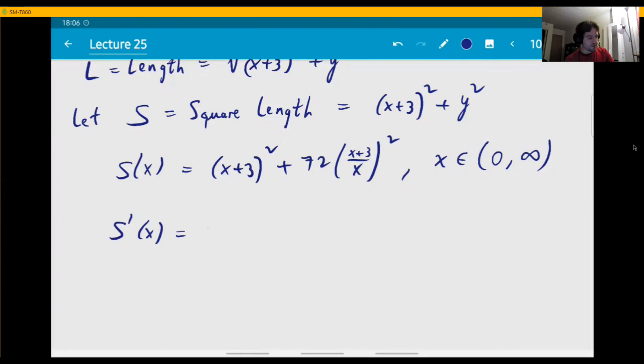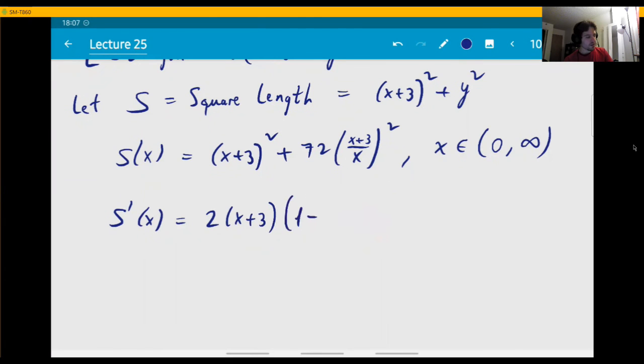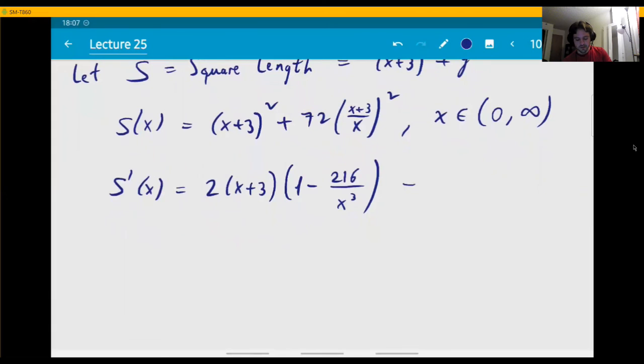It turns out to be 2 times (x plus 3) times (1 minus 216 over x cubed). Just find the derivative of this function. It's going to have a factor of x plus 3, as you can imagine, since there's x plus 3 here and there's x plus 3 here. So do this by yourself. Now set this equal to 0. What are the possible solutions here?